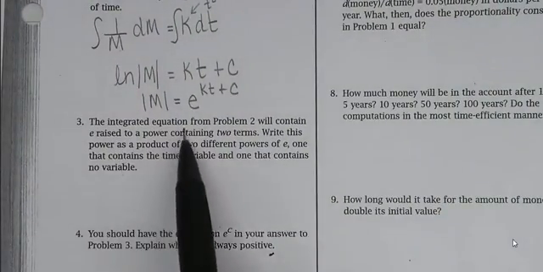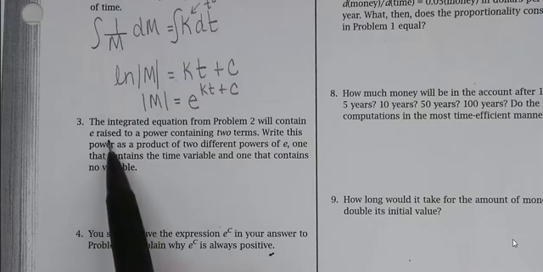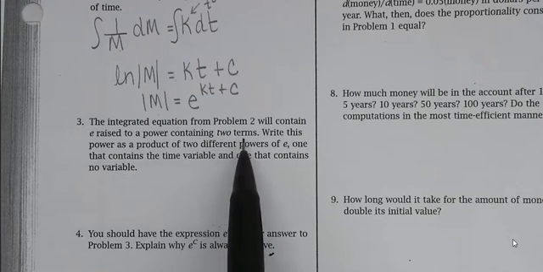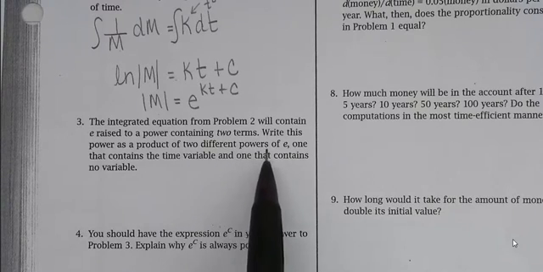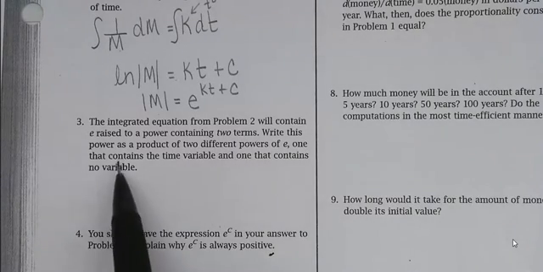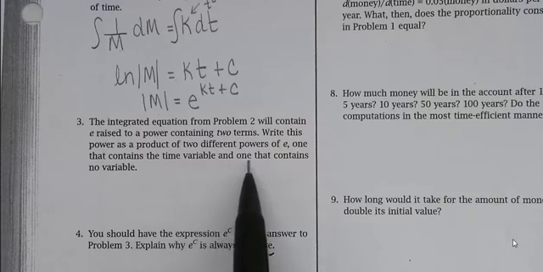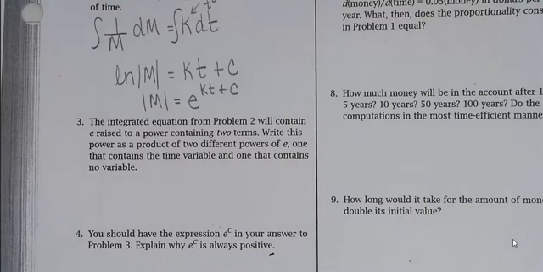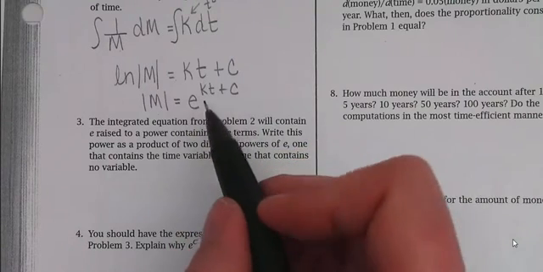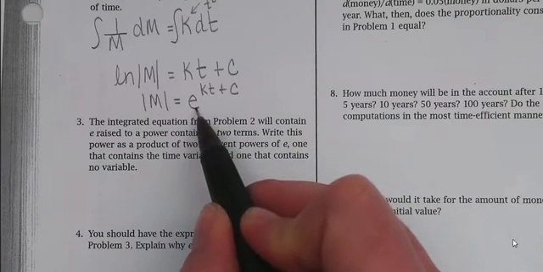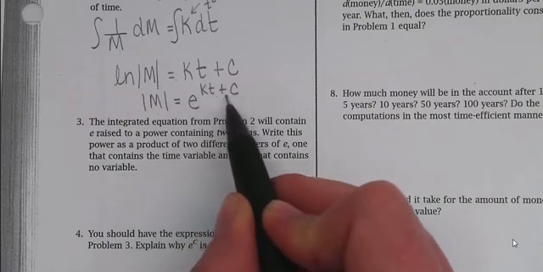The integrated equation from problem 2 will contain e raised to a power containing 2 terms. Write this power as a product of 2 different powers of e. One that contains the time variable and one that contains no variable at all. Okay, so you want 2 terms. Now notice what you have. You have a base raised to a sum, right?